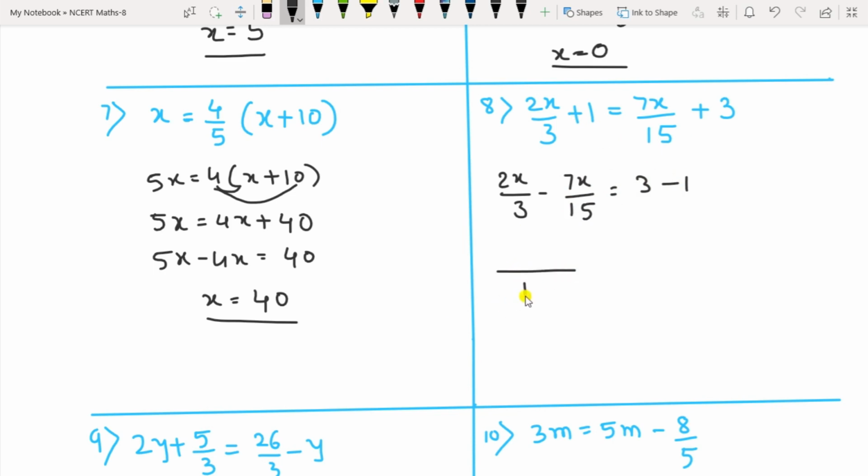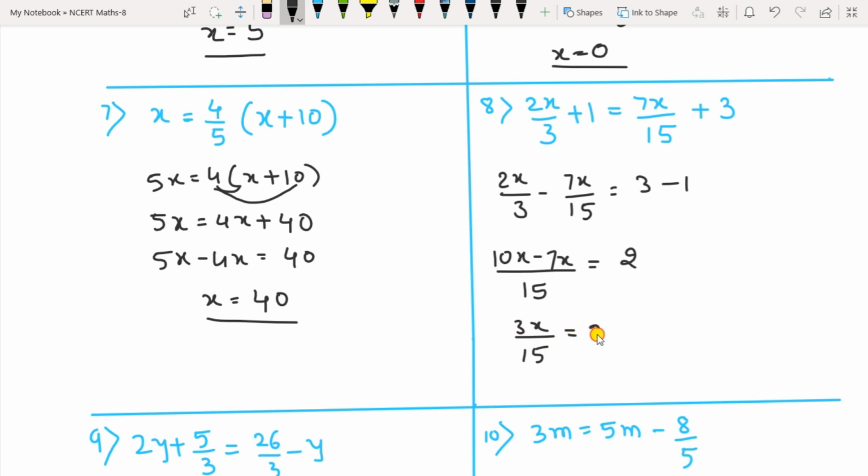Multiply each term with 15. So here you will get into 15. So 3 5s are 15, 5 2s are 10, answer. And since it was 15, 15 gets cancelled. You get 7x. And 3 minus 1 is 2 here. So 10 minus 7 is 3x upon 15 equal to 2.